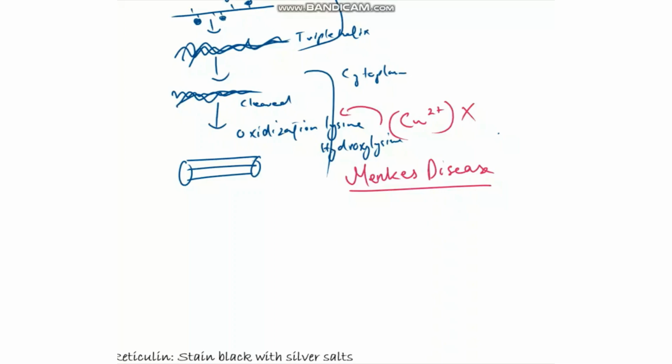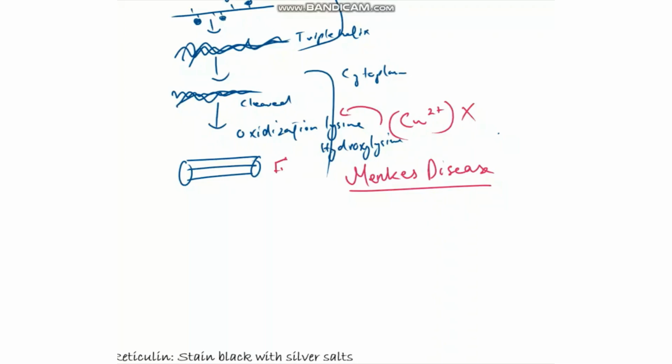Another major sign for Menkes disease would be depigmented hair. Depigmented hair because the pigmentation of hair requires melanin production, and for producing melanin we need copper. So copper is required for melanin production, and when copper is deficient, there's also depigmentation of hair together with the arterial tortuosity syndrome, which is the lengthening and twisting of arteries.